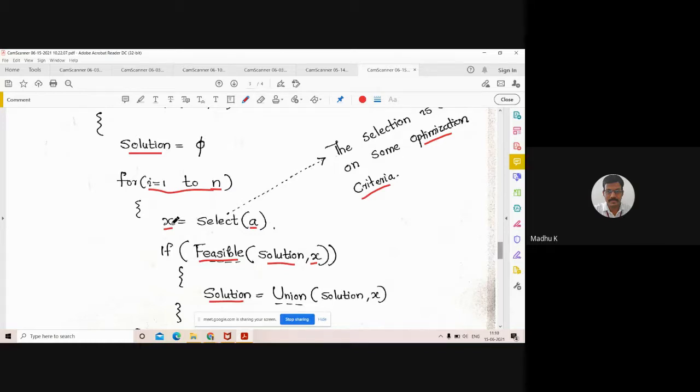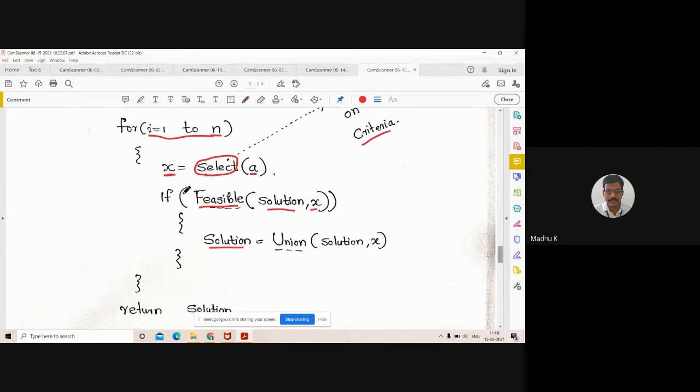Suppose X is the selected input. There is a select function, and it will be based on some optimization criteria. Anyway, we select an input. Then what will we do? We will check whether the selected input X and the solution together is feasible or not.